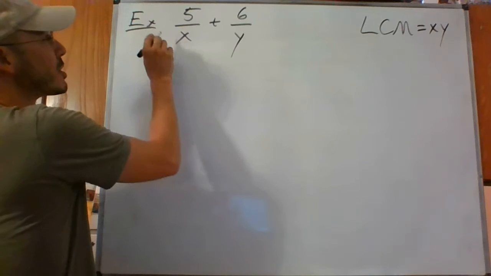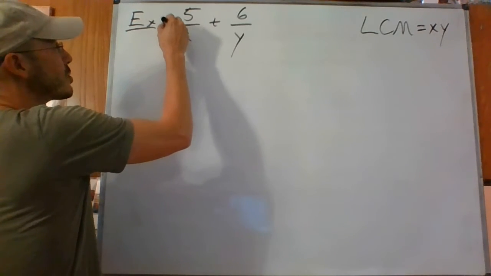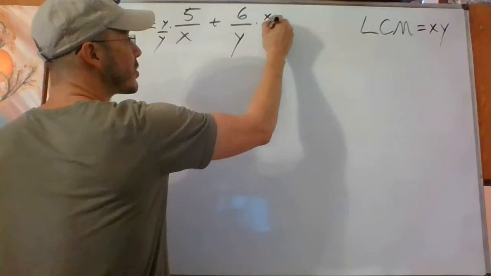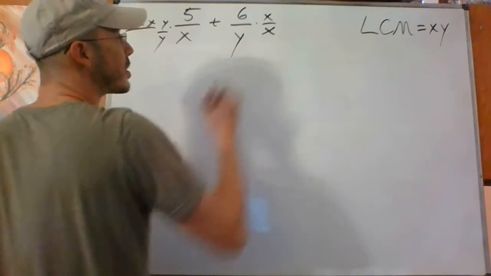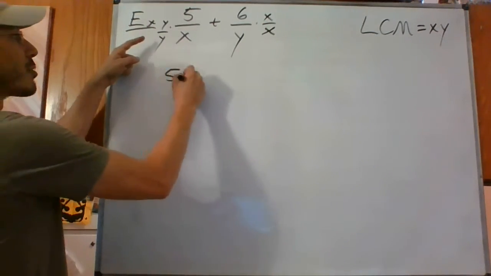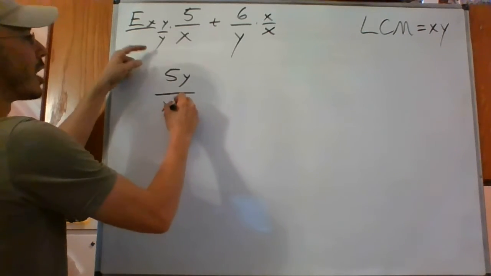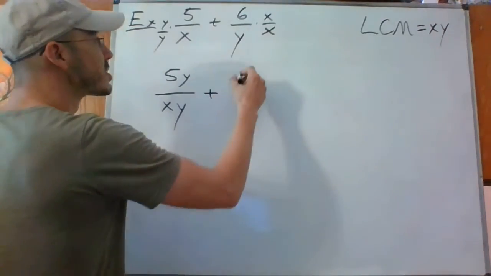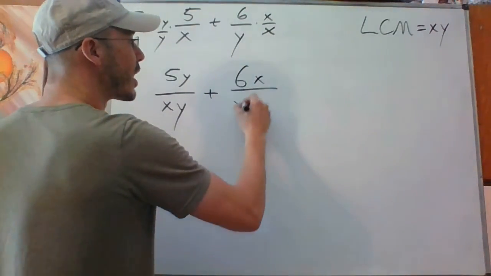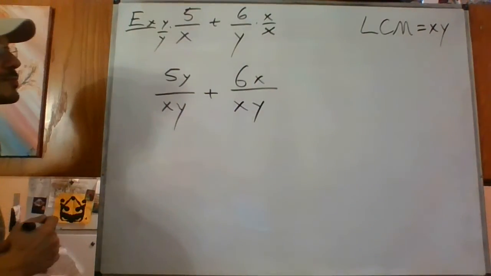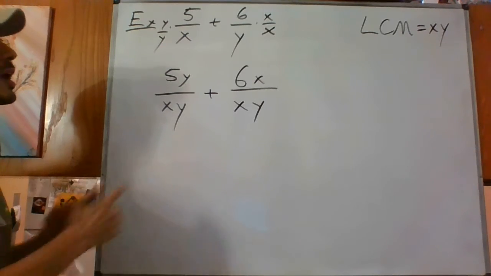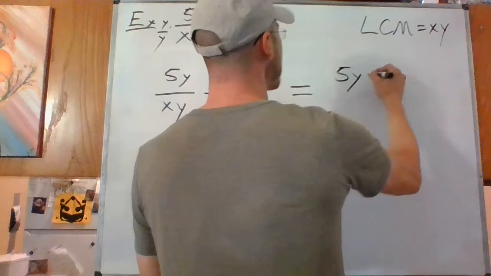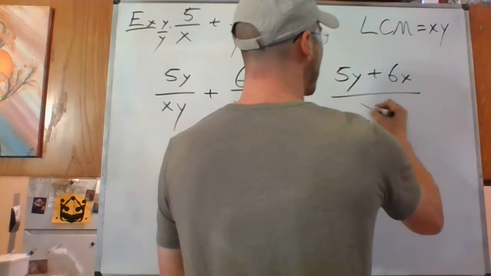So what I'll do to this is multiply this one by y over y, and multiply this one by x over x. That way here I get 5y over xy, y times x is x times y, same thing, plus 6x over xy. And that has the same denominator, so I can write that as 5y plus 6x over xy.